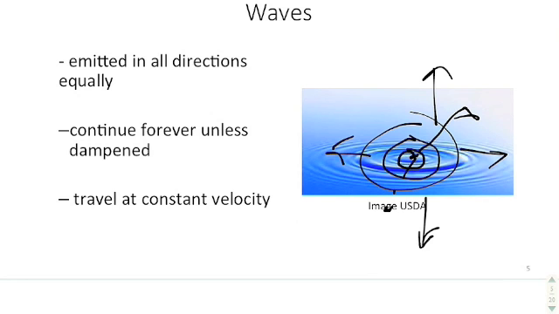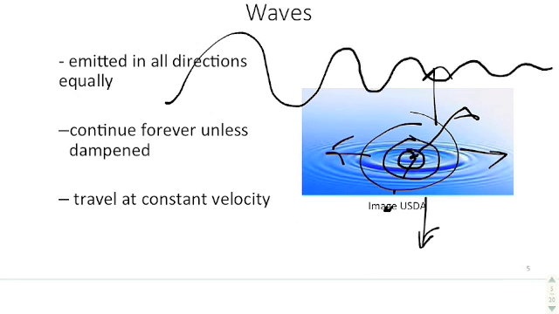Waves will continue forever unless dampened. Now, a dampened wave is one in which it starts off kind of big and then it gets smaller and smaller. That tends to happen a lot of times with things like sound. Not so much with light, but with sound, where the sound gets softer and softer as you get further away. And those waves travel at constant velocity. Depending on what media they travel in, they're going to maintain that velocity. We won't really talk about the acceleration or deceleration of waves and those sorts of things.